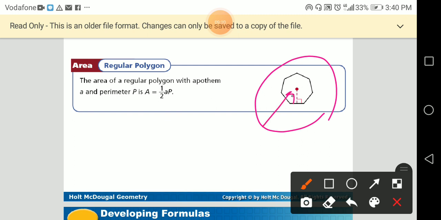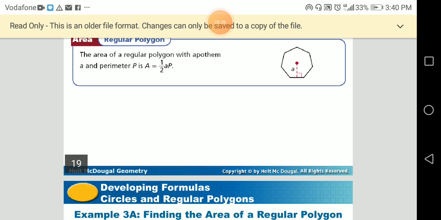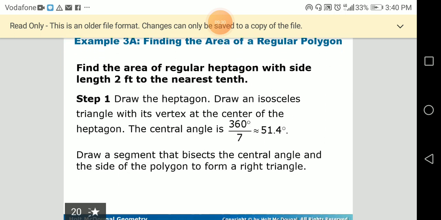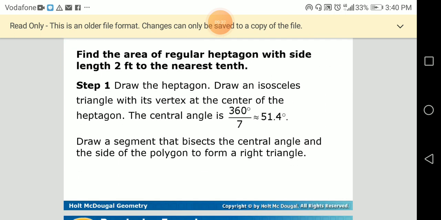The apothem is the segment between the center and the opposite side, which gives me two equal sides. So the area equals half of the apothem multiplied by the perimeter. It's easy to remember. So the question comes like this.